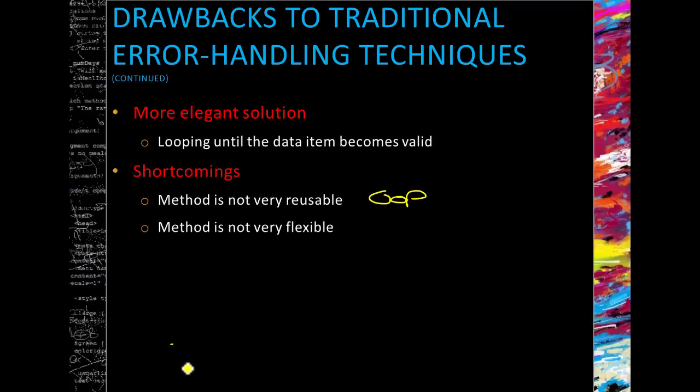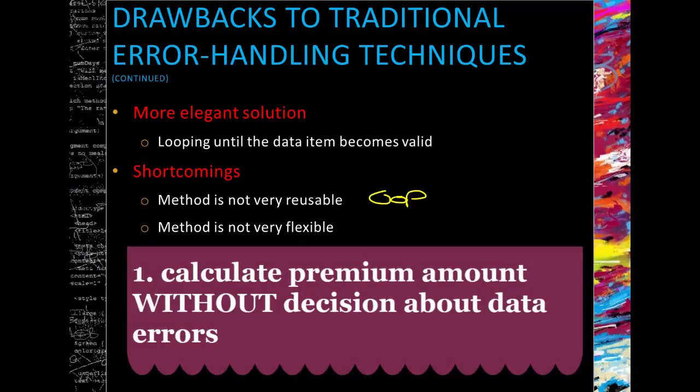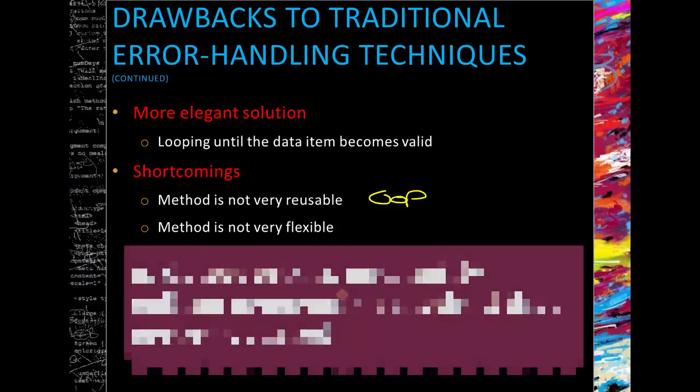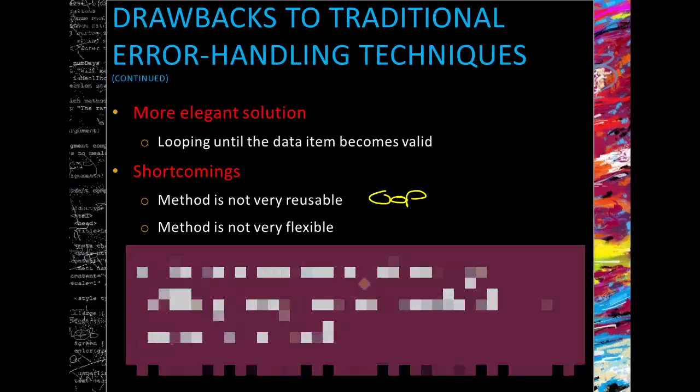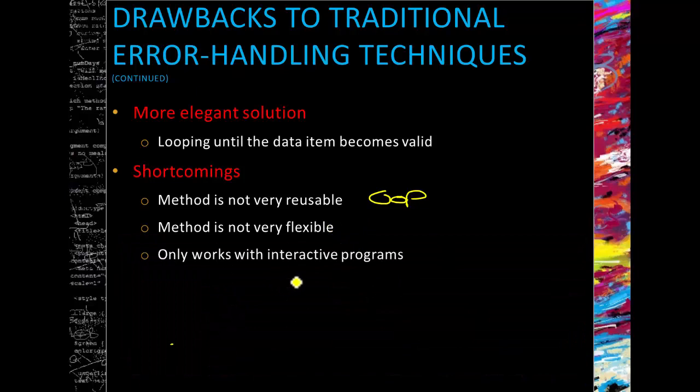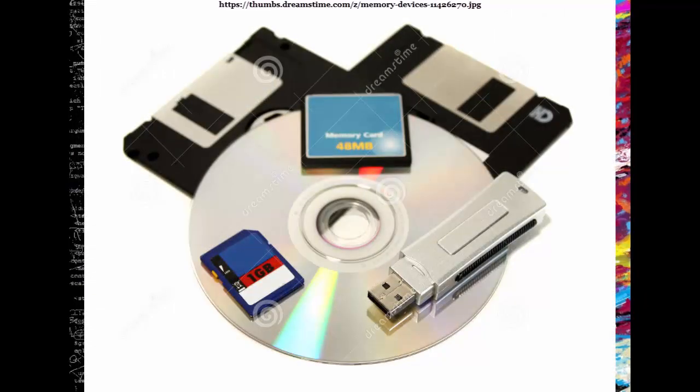You need a limit. A more flexible method would be to calculate the premium amount without any decision about data errors, or to detect the error and notify a calling person or program that an error has occurred. That will probably be the most flexible. This approach only works with interactive programs. So what is going to happen when data is being retrieved from a disk file? You are trying to retrieve data from the CD, but are you going to reprompt for a file that does not exist? If stored data is invalid, it remains invalid.